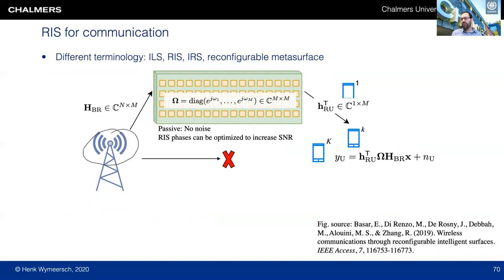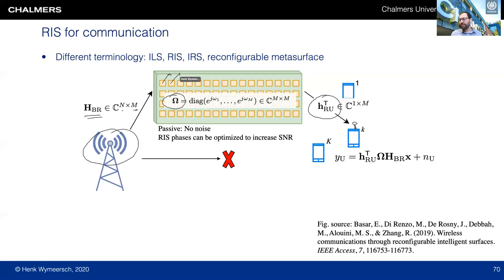There's a channel from the base station to the surface, which depends on the number of base station antennas N and the number of elements in the surface M. Then there's a channel from the surface to the user. This is just a row vector, right? Because the user is assumed to have only a single antenna element. And then the RIS itself, the surface itself, is characterized by this matrix of phases omega. This is a diagonal matrix, which just tells you how you set the phase for each of these elements. So each of these elements has a controllable phase.